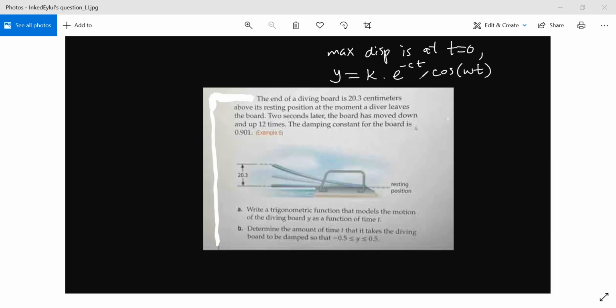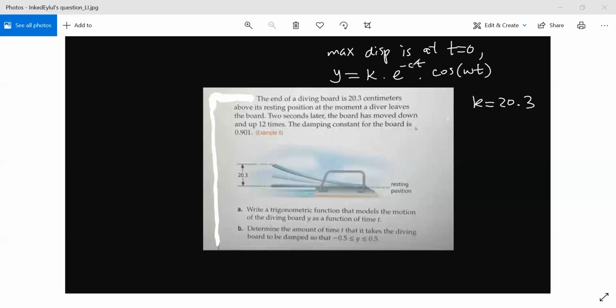So then the maximum displacement is when the diving board is at 20.3 centimeters above its resting position, right? That's given to us. So the end of the diving board is 20.3 centimeters above its resting position. That's going to be the maximum displacement. Therefore, the total displacement K is really just the maximum displacement minus the minimum displacement. So basically, K here is going to be 20.3.